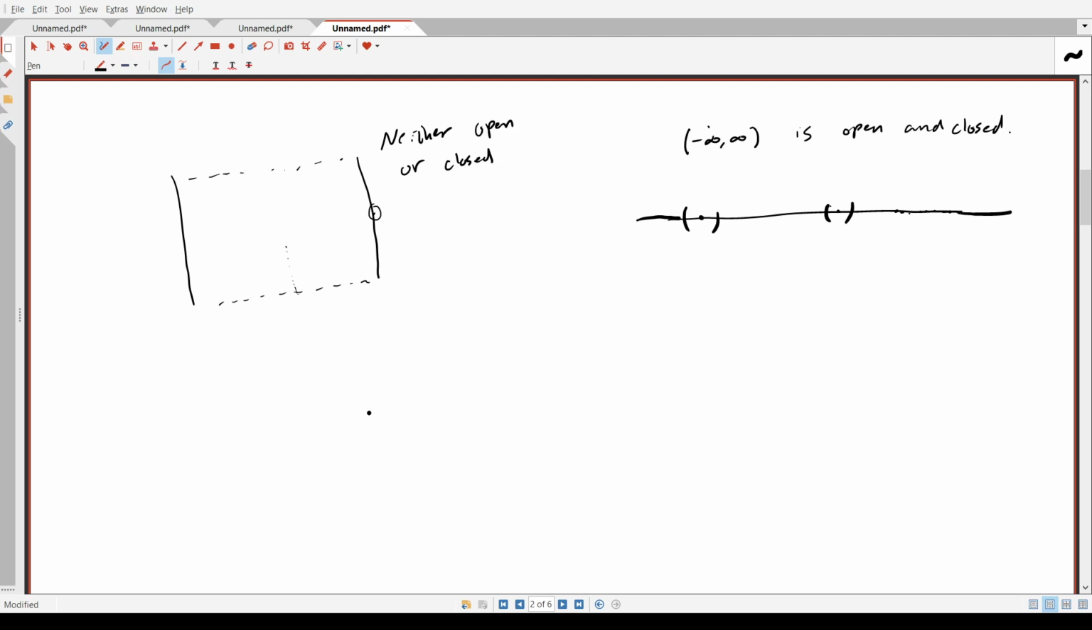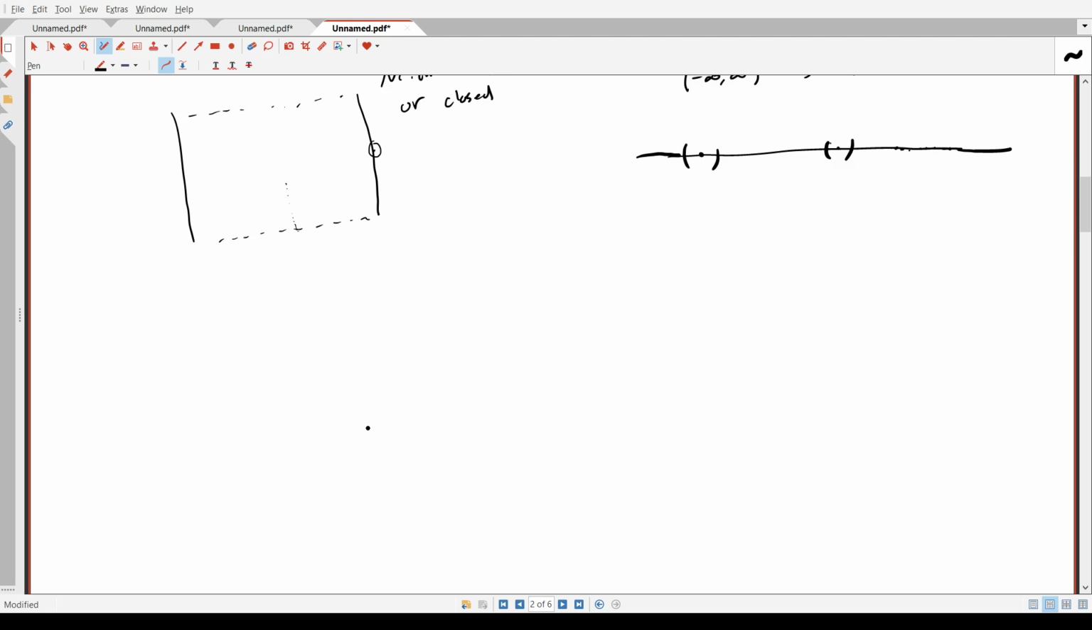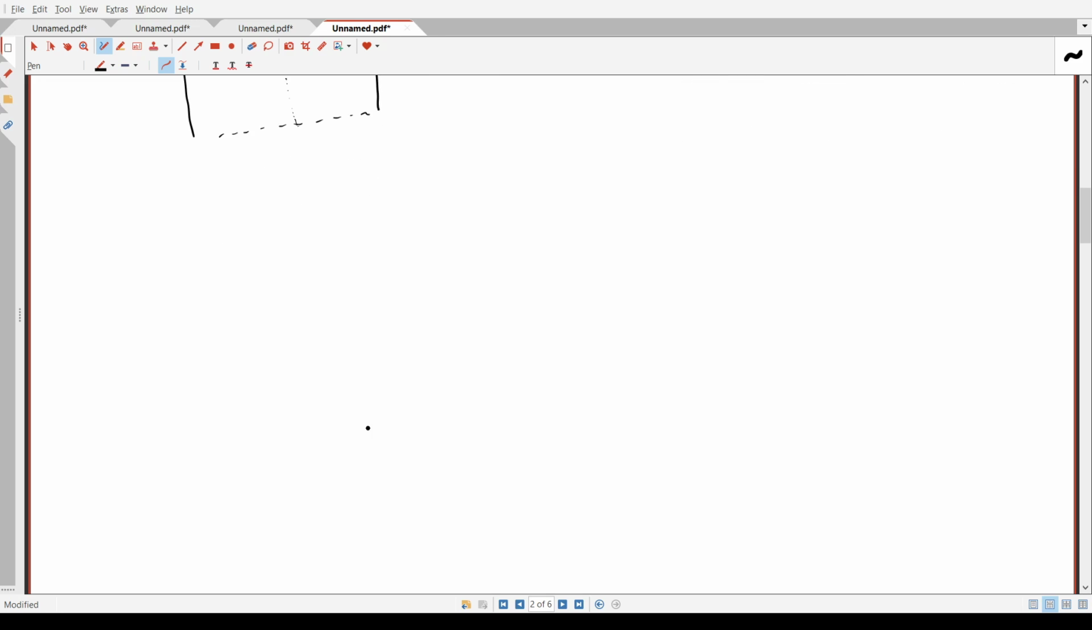Okay, so to get some more examples, let's go ahead and move to the next section, and we'll use some of those questions as examples about open and closed sets. So this is domain and range. The domain is the set of all valid inputs to a function. Okay, so let's find an example.